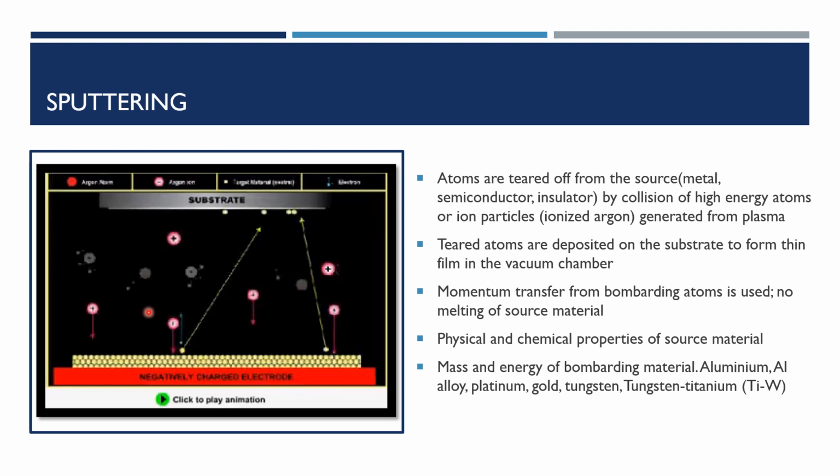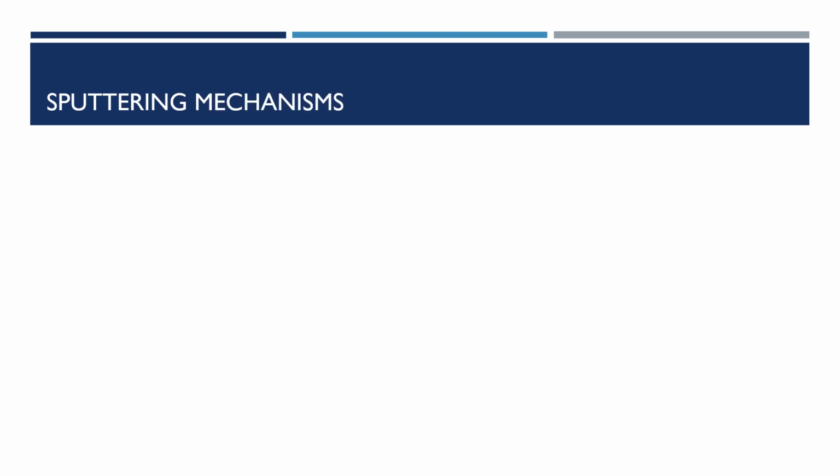Some other materials used other than ionized argon are aluminium alloys, platinum, gold and tungsten. All these have higher mass atoms, and tungsten titanium alloy is also used for this process.